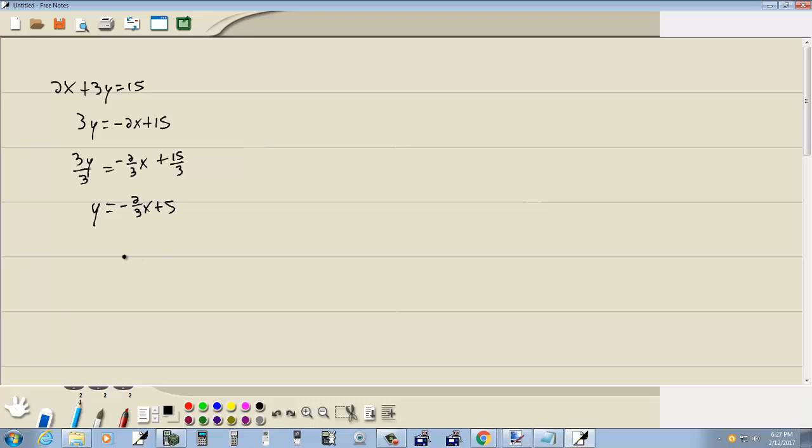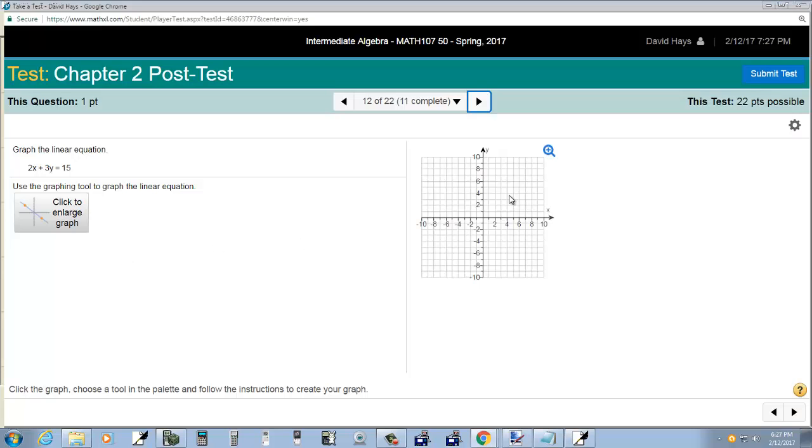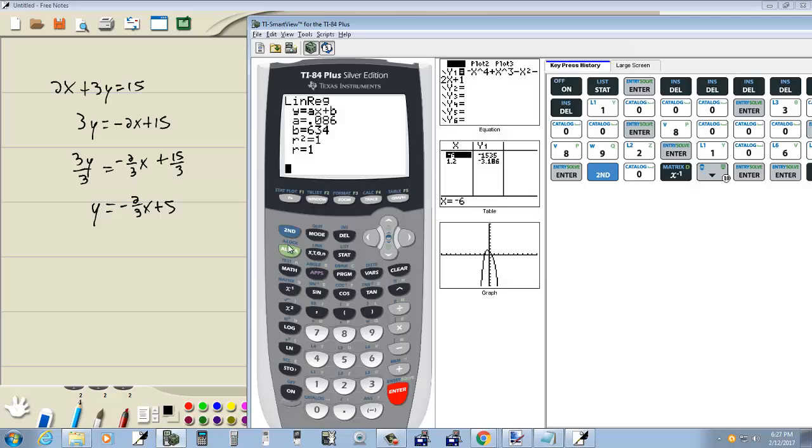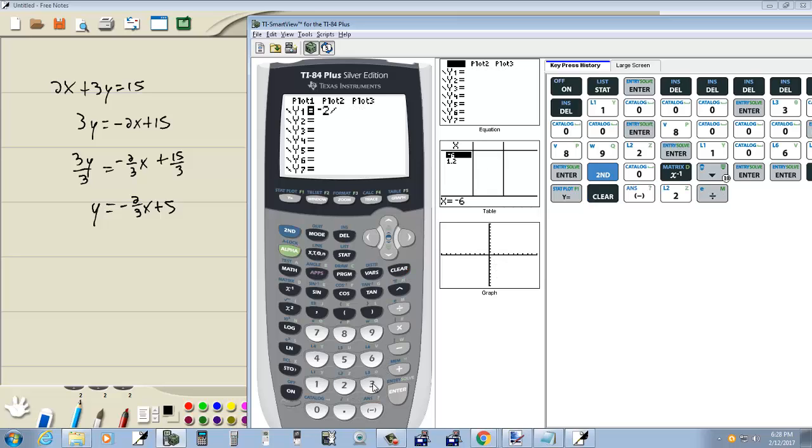Now the problem with using a calculator is my math lab wants it to be exact. So if I come here and go to y equals, clear, negative 2 divided by 3 x plus 5, and then you push graph, close enough is not good enough.